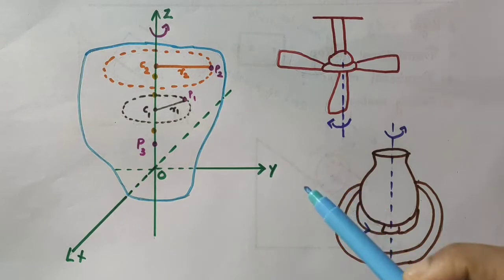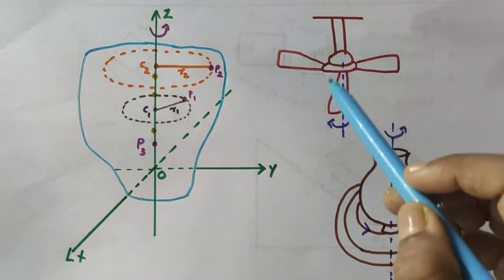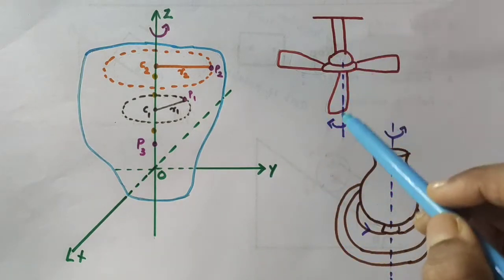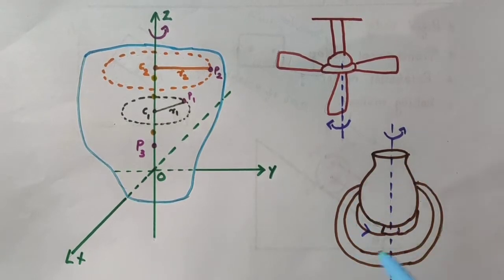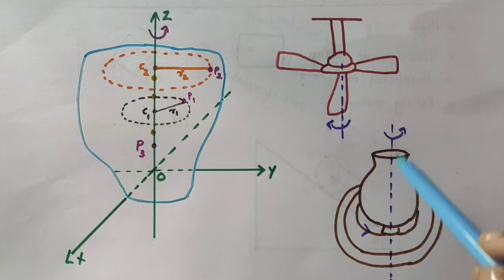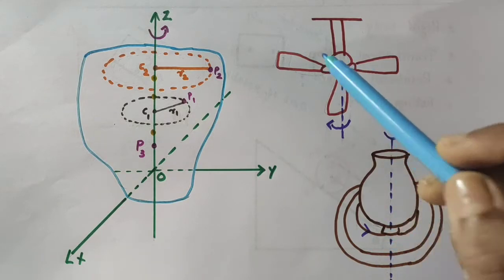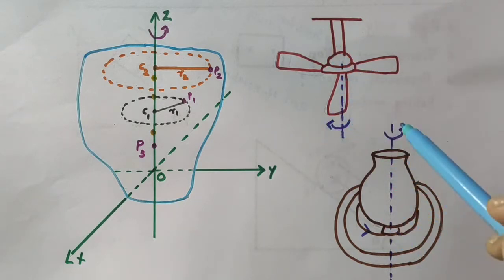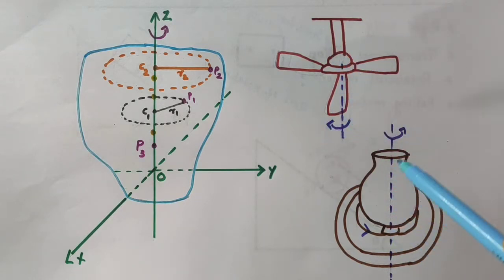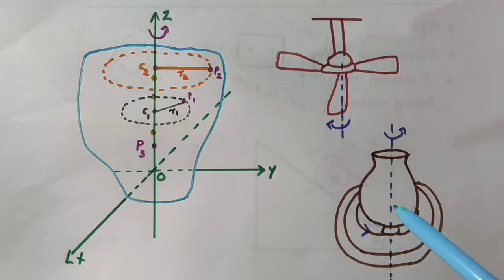Now, if we consider the rotation of a ceiling fan, its axis of rotation is fixed. If we consider a potter's wheel, the wheel is rotating in this direction, but its axis of rotation is also fixed. In both cases, the body is rotating about a fixed axis.